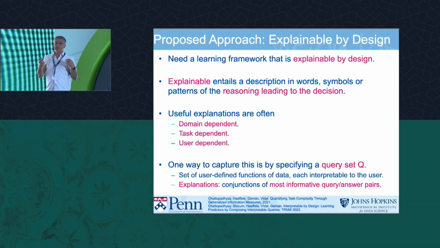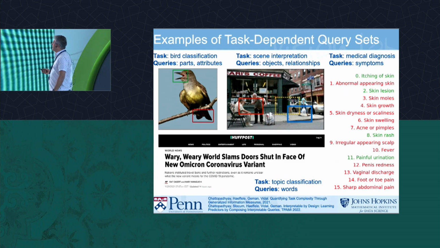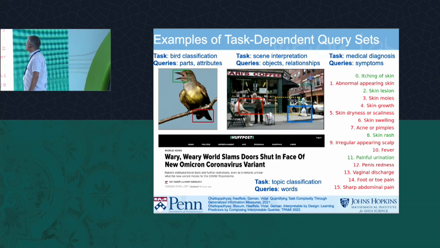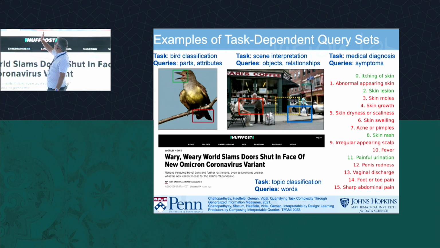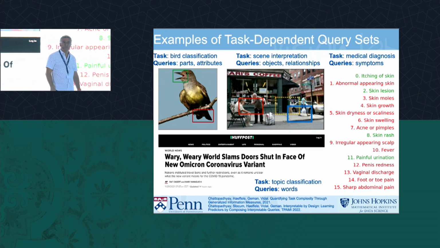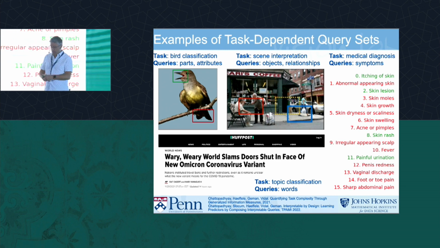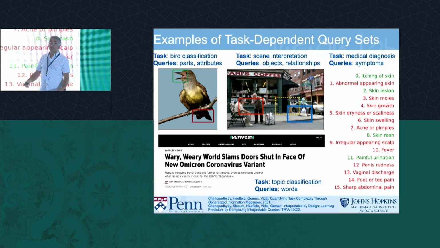Some people ask me, is the user going to provide you a large query set ahead of time? Well, it turns out that for many applications, you can come up with the query sets naturally. So here are 4 different examples. On the top left, the task is to classify birds. And I have no idea how people classify birds, but the experts typically look at attributes. So is the belly yellow? That might be a natural query. And there are data sets already that come annotated with attributes about the birds.